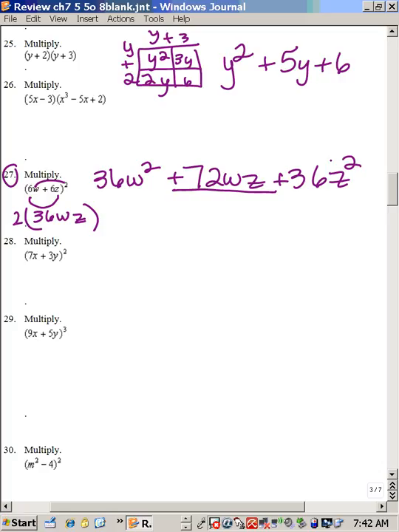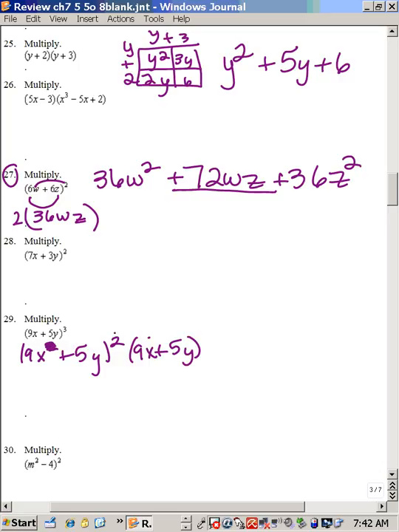Final answer. 29. Oh, this is going to be fun. I did this one on Friday, but let's do it again. I have to cube this. Well, my easiest way of doing that is to group 2 of them together first, and then I'm going to go back and do one more 9x plus 5y. I'm going to try something. Somebody said if I do that, it would disappear. Okay, it's not working. So that is gone.